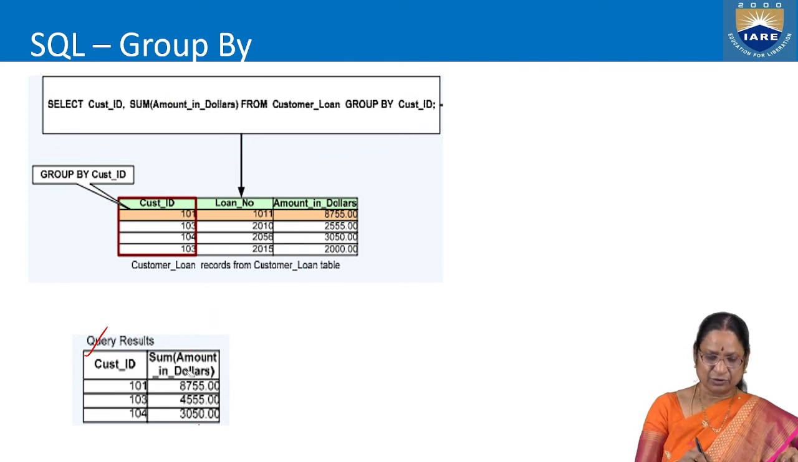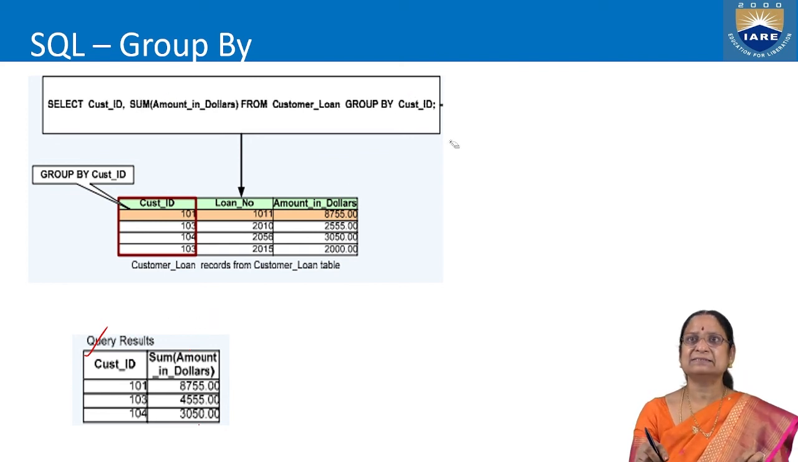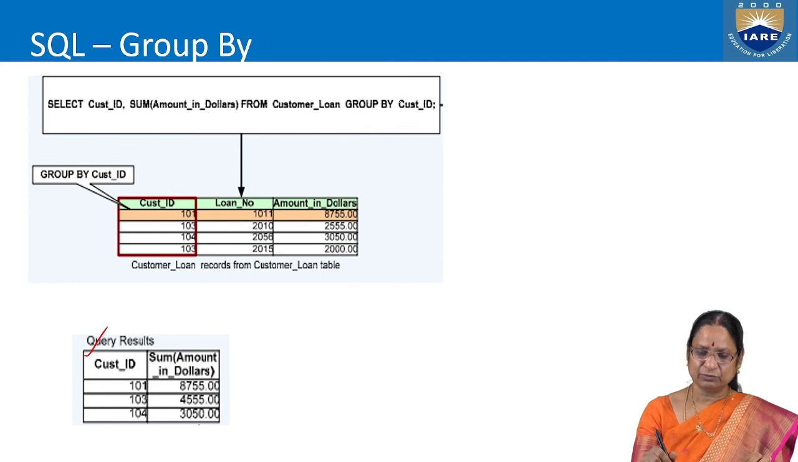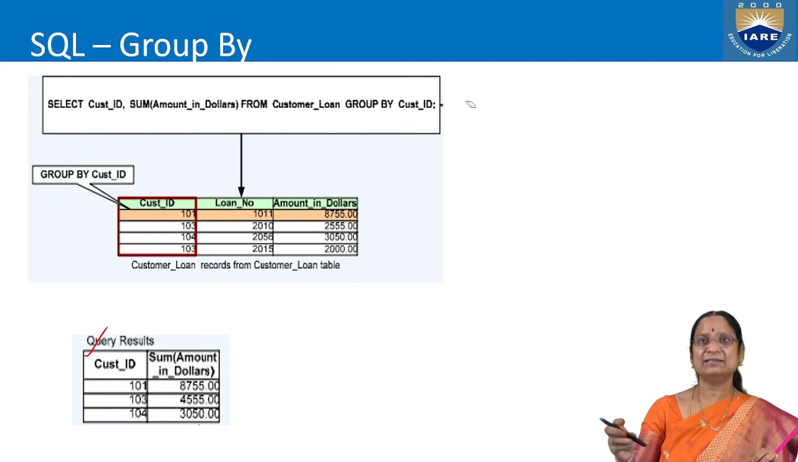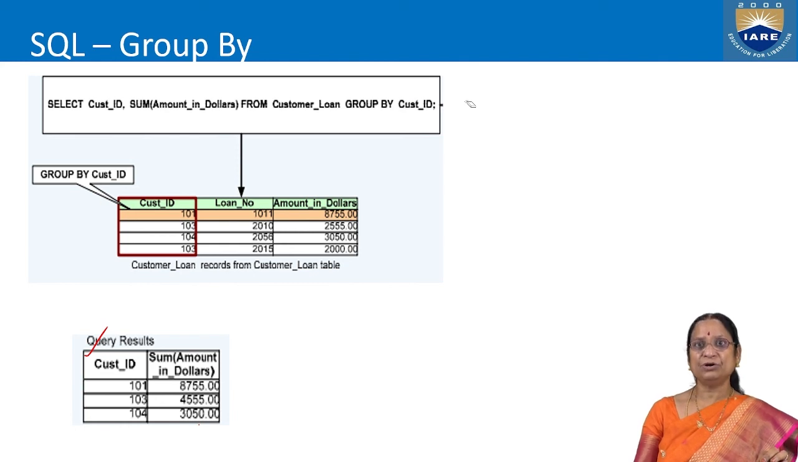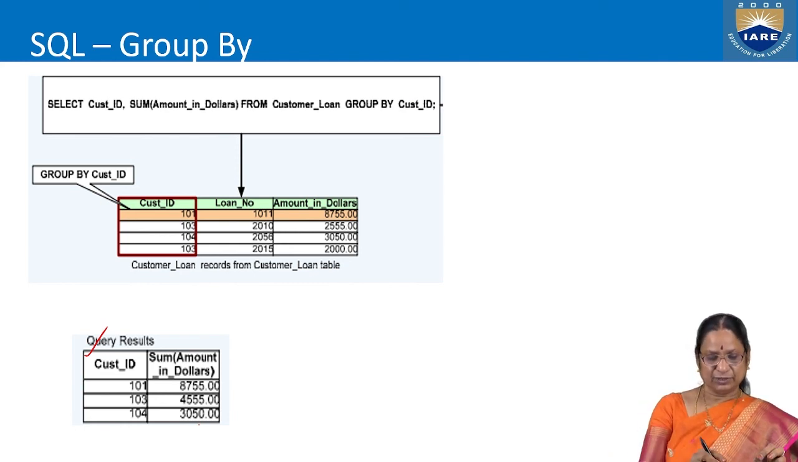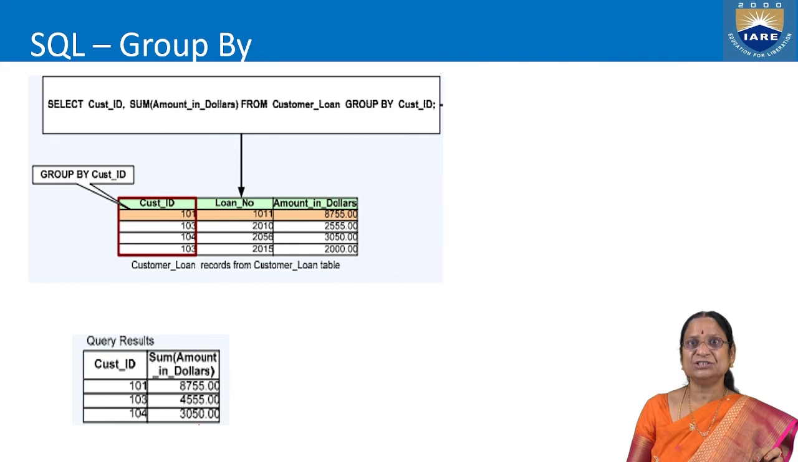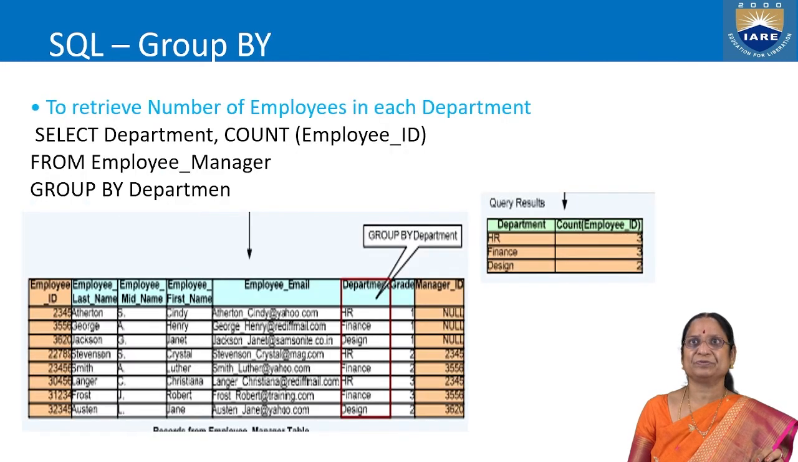So the select clause, when you are using the group by clause, should contain only these group attributes and the aggregate functions, not other attributes. If you want to get other attributes, we have to choose some other methodology to get the respective results.